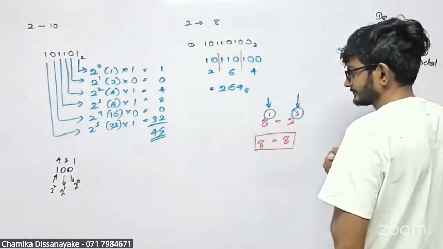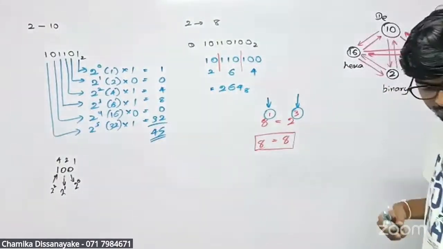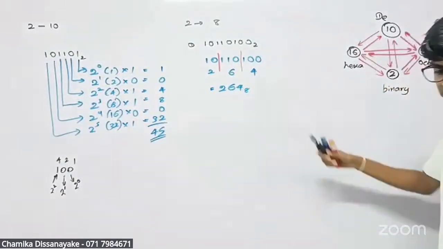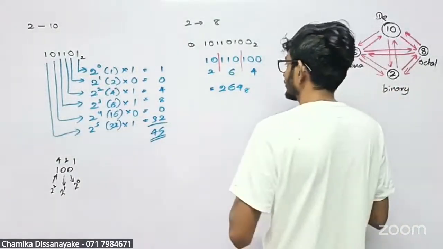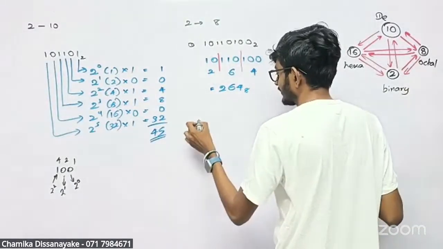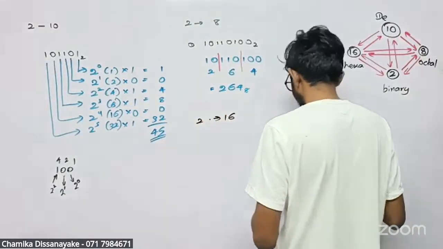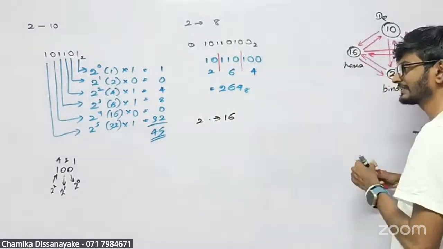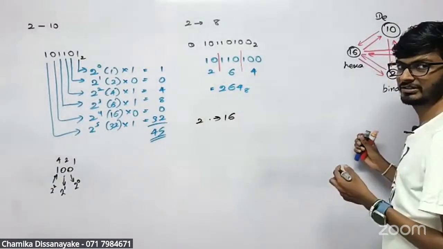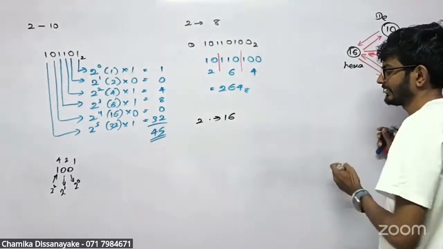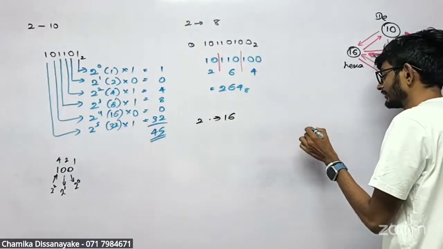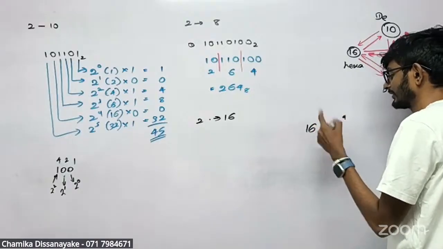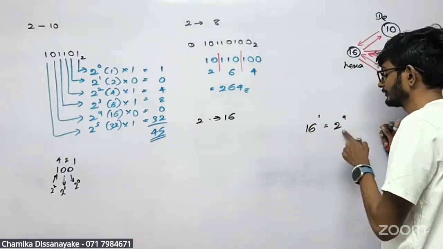binary to hexadecimal. If you need to write something, just write down binary to hexadecimal. So the same thing, same method. We need to identify the connection between binary and hexadecimal. As you know, 16 is equal to 2 to the power 4. Same as the previous one, 16 is equal to 2 to the power 4.